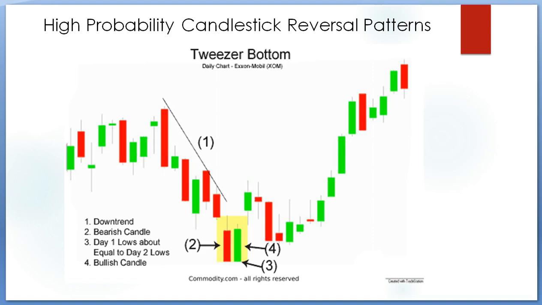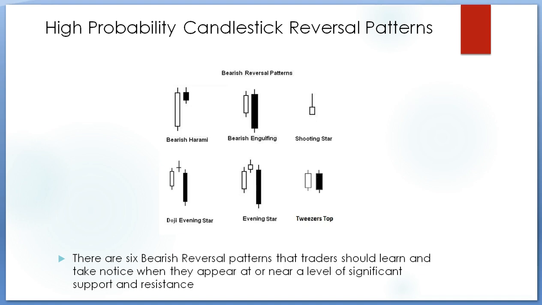So those are the bullish candles. Let's look at the bearish candles. There are 6 bearish reversal patterns that traders should learn and take notice of when they appear at a level of significant resistance. Okay. So we have the bearish Harami, the bearish engulfing, the shooting star, the doji evening star, the evening star, and the tweezer top.